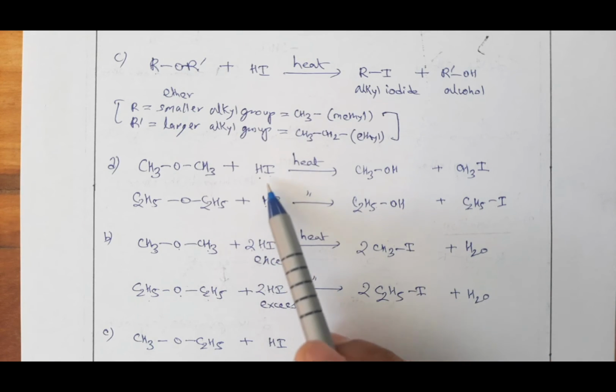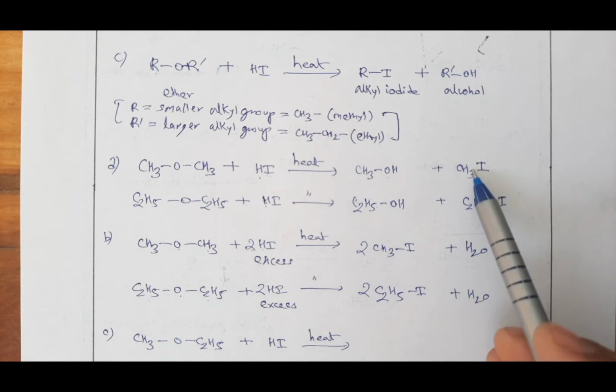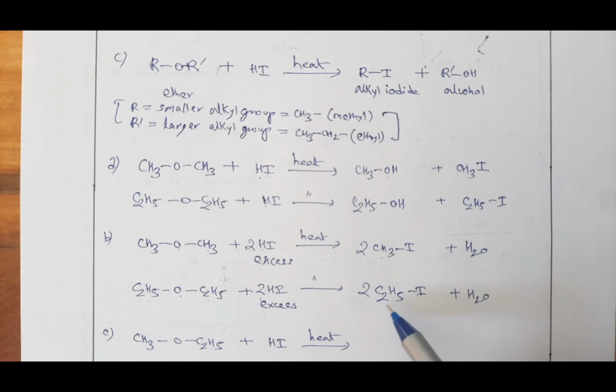So do remember, students, if you react with limited HI, you get alcohol and alkyl iodide. But when you react with excess HI, you only get alkyl iodide. You will not get alcohol. So with methyl, you get methyl iodide. With ethyl, you get ethyl iodide. So hope you all understood till here.